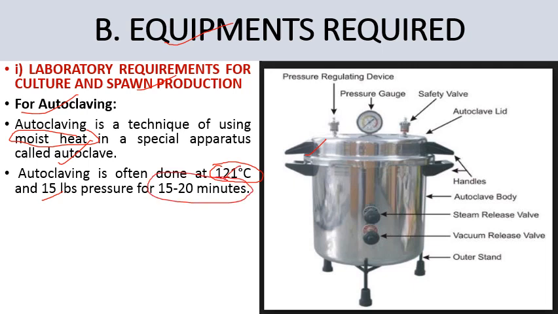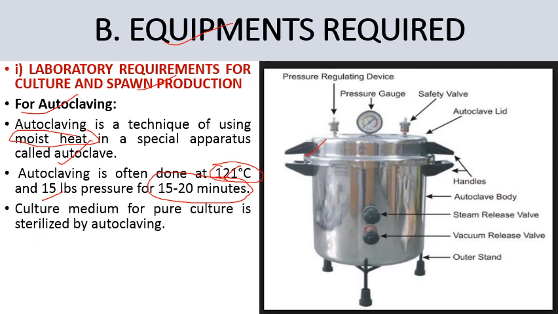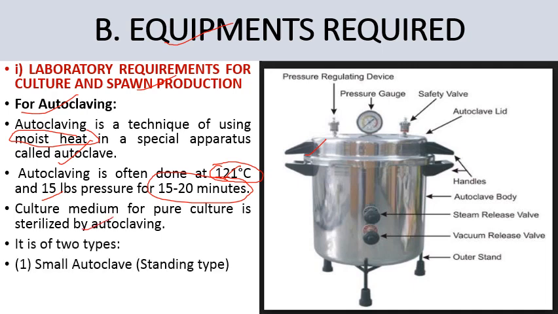So these are some specific requirements for autoclaving. The temperature is 121 degrees and pressure 15 lbs, and we keep it in for a duration of 15 to 20 minutes. The culture medium for pure culture is sterilized by autoclaving. It is of two types.